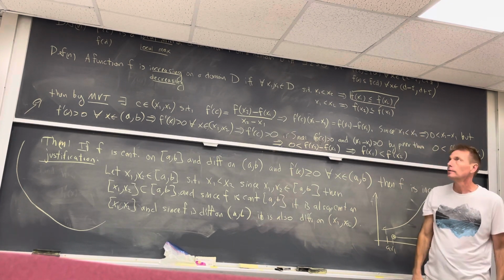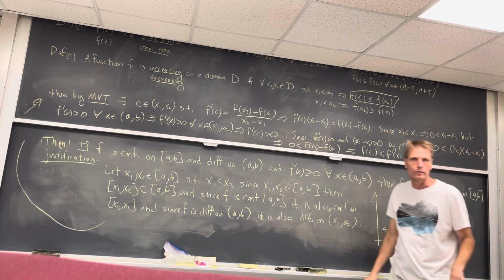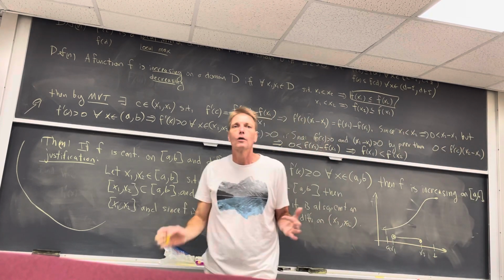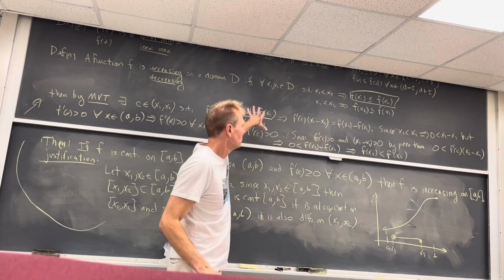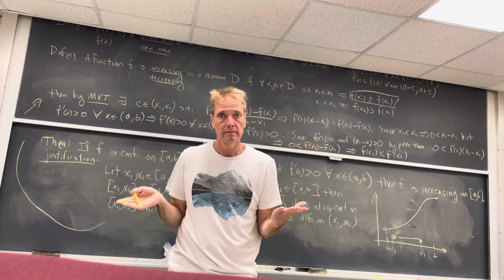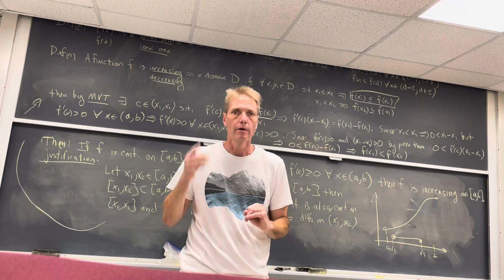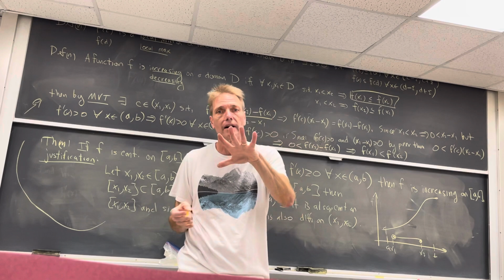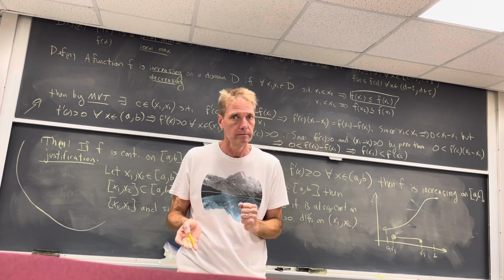We're exactly where we wanted to be, because this less than or equal to includes this. So if the derivative is positive on an interval, then we've met the definition. We've argued by the use of the mean value theorem that the function must be increasing on that interval.